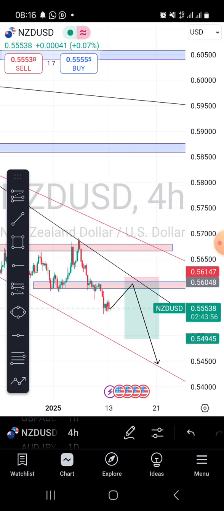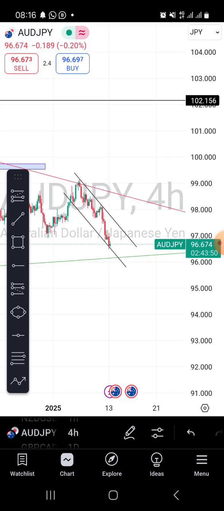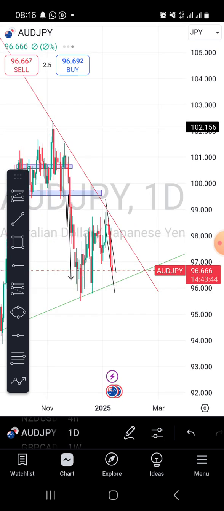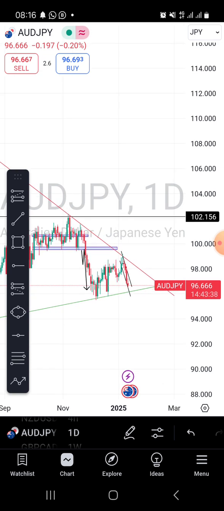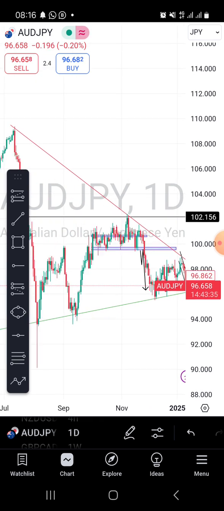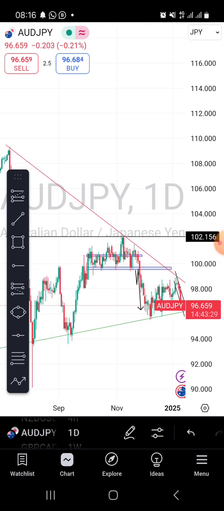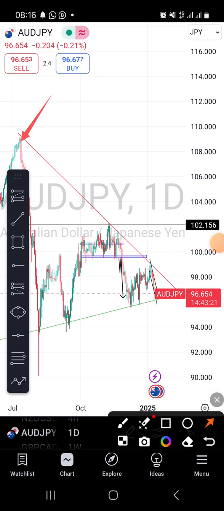Quickly, then move to the next one again, AUD JPY, from the daily. What do we have for the daily? Okay, it's clearly in a downtrend from the daily. Let me show us why I say it is clearly in a downtrend. The first touch here, the second touch, it just made this third touch last week, and it is coming down.